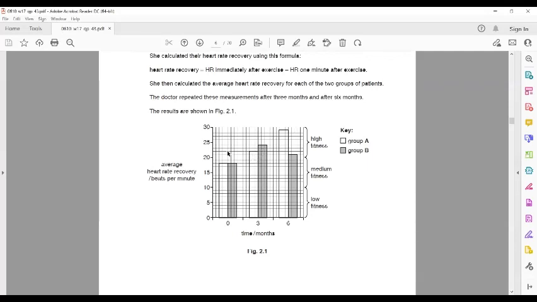For example, this one maybe is 22. This one is 24. It's two, for example, beats per minute is the difference between these two. And this one stands higher. You can use data to write any calculation to make a comparison, to see which one is bigger, how much bigger, how much less. So it will help you to get more marks because it has 6 months, so you have to write a lot.